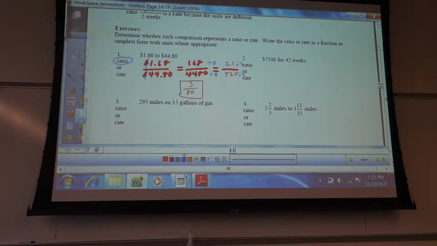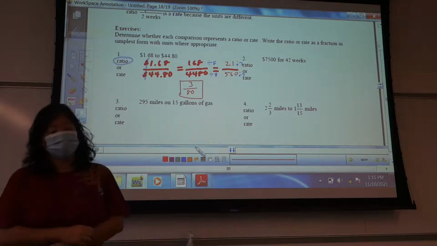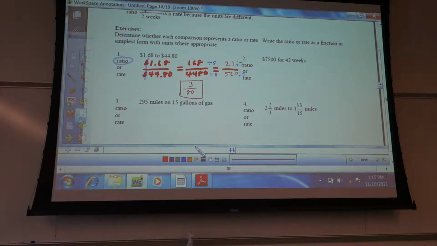All right, so everybody try numbers 2, 3, and 4 in your groups.